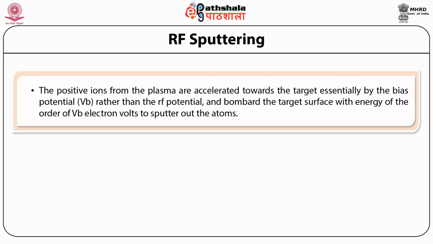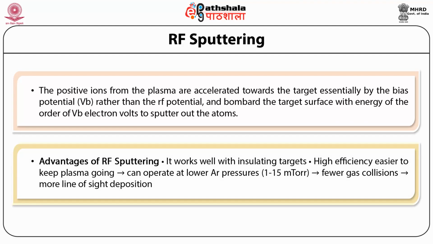RF potential, and bombard the target surface with energy of the order of VB electron volts to sputter out the atoms. Advantages of RF sputtering are: it works well with insulating targets, high efficiency, easier to keep the plasma going, can operate at lower argon pressures, fewer gas collisions, and more line-of-sight deposition.